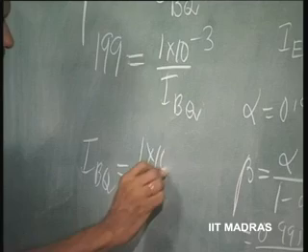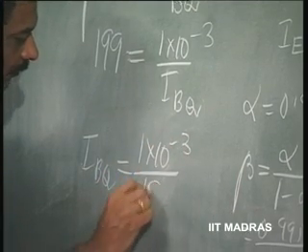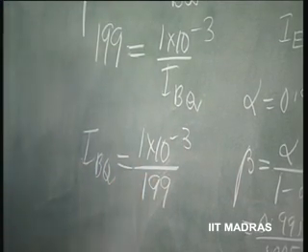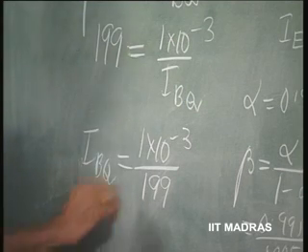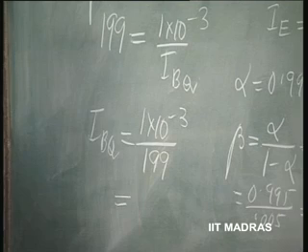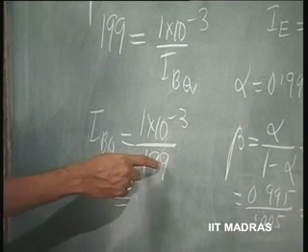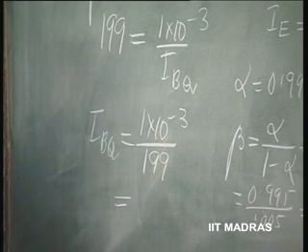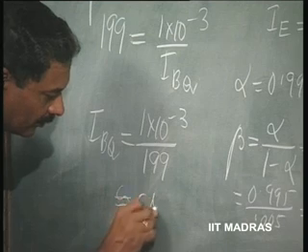1 milliampere divided by 199. Okay, so this is the current, which is going to be of the order of microamperes. How much is this? This is really 200, and therefore 1000 divided by 200, which is around 5 microamperes. So, approximately about 5 microamperes.